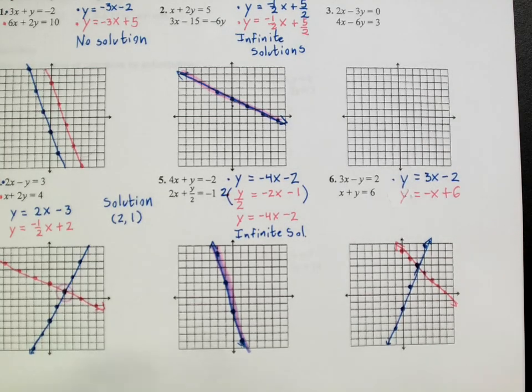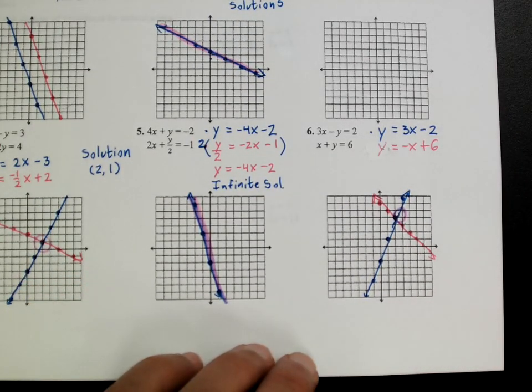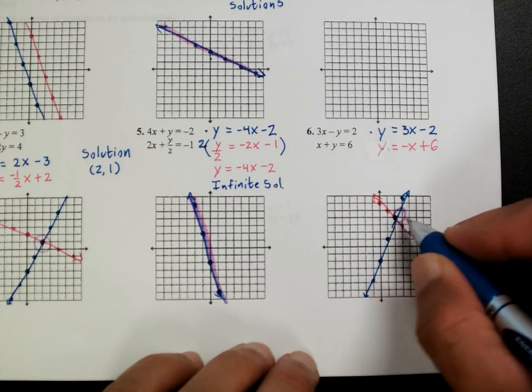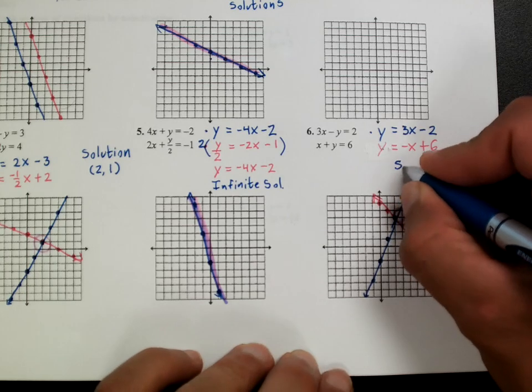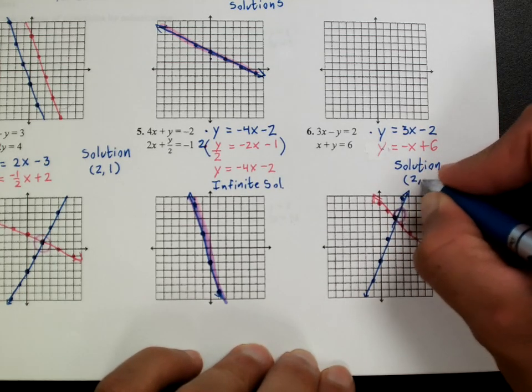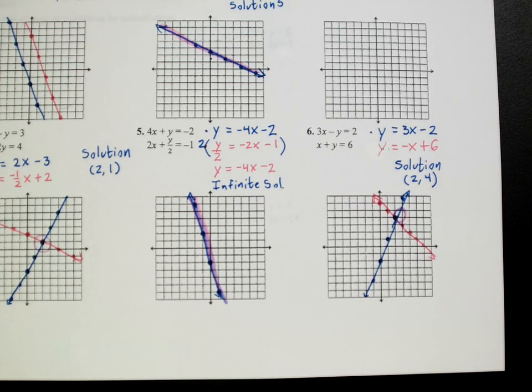And notice that my point of intersection is right there. Make sure you put enough points on those lines where you can actually see where the two lines intersect. So all I have to do now is figure out where those two lines intersect. This is 2, 1, 2, 3, 4. So the solution is going to be (2, 4). And notice that I'm putting this in parentheses because this is a coordinate point. Okay? Hopefully this helps.